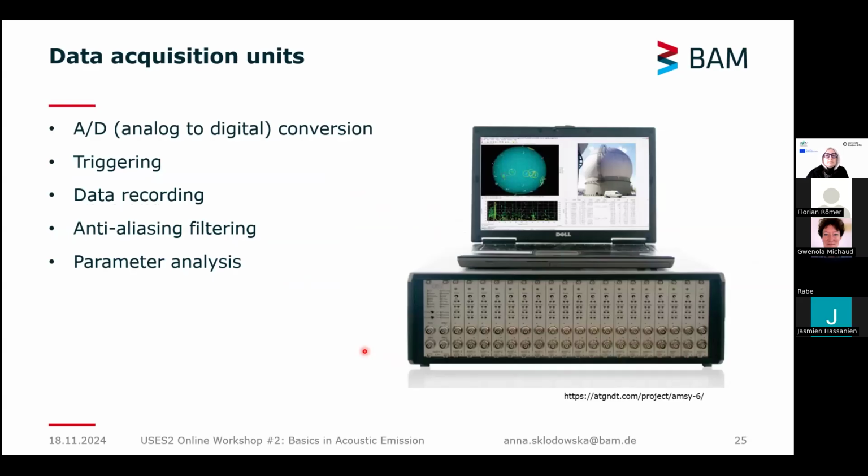And the final part is the data acquisition unit. This is basically the mastermind of the data acquisition. Obviously, it converts the signal from analog to digital. It's responsible for triggering data recording. Data acquisition systems in acoustic emission are also responsible for anti-aliasing filtering, and in some cases also parameter analysis.